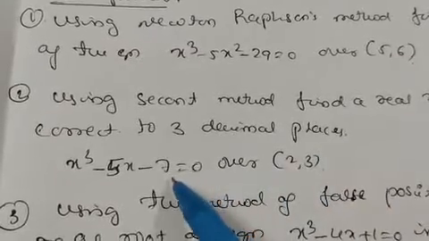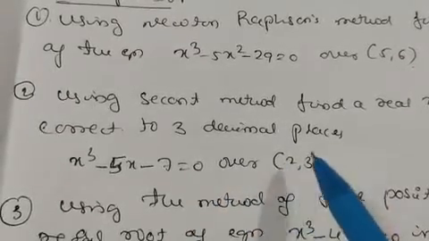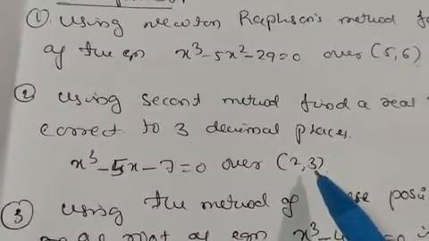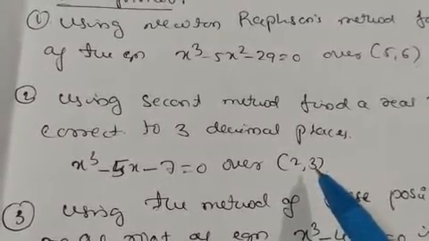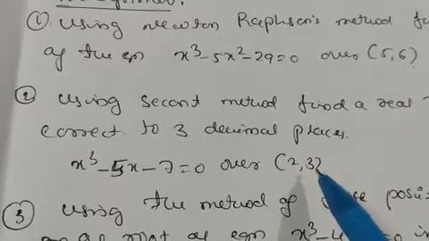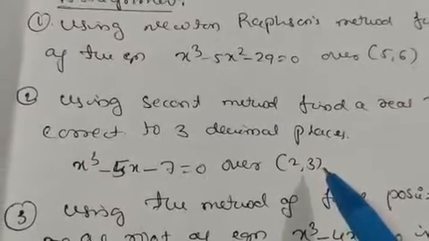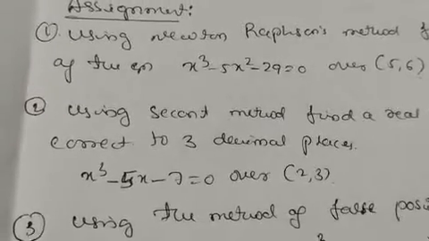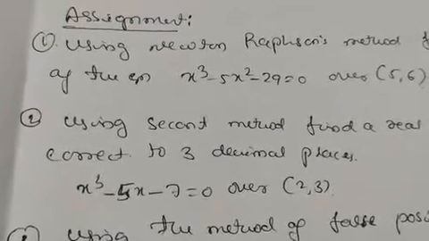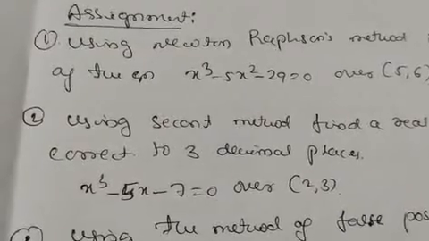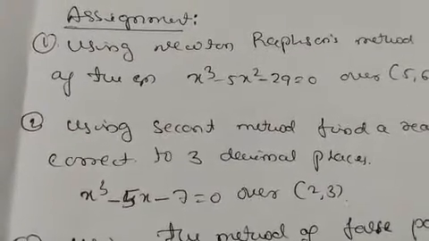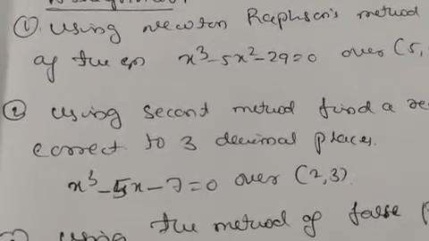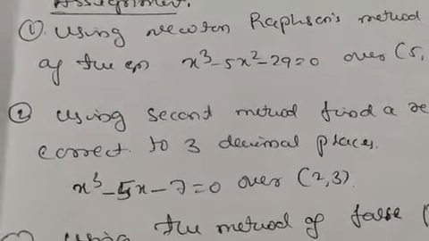First you take this as f of x and these two as x1, x2, and improve this result by taking the formula x(i+1) equals xi minus xi minus 1 divided by f of xi minus 1 minus f of xi, into f of xi. Exactly the same as we have done in the example. You try to solve this one, and if you find any difficulties you can ask me.